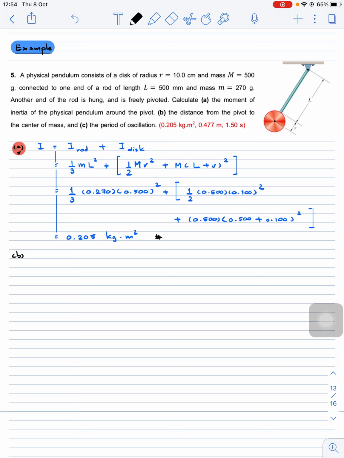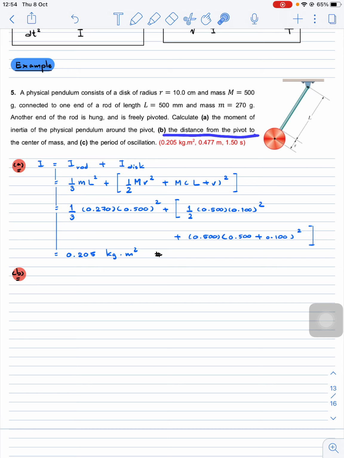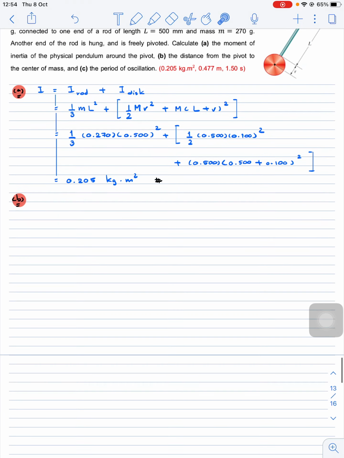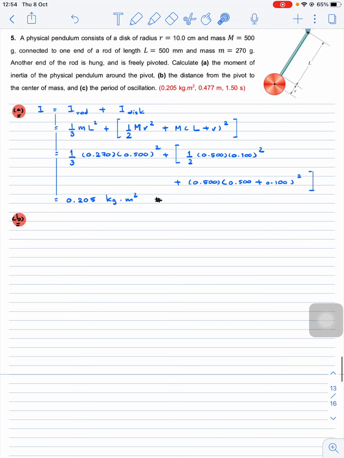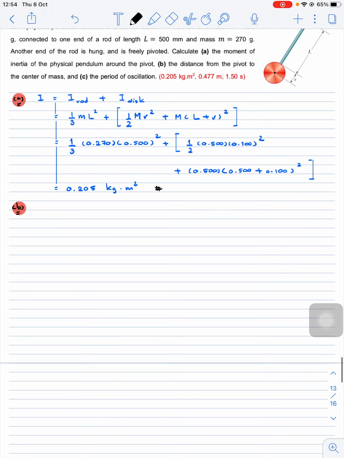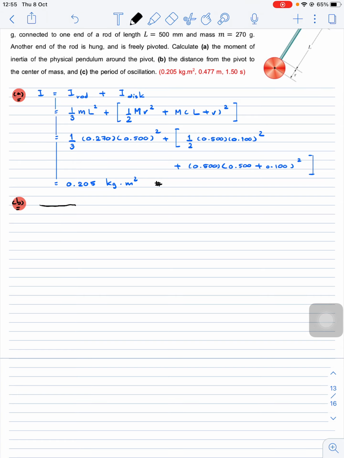Now for part B, we need to find the distance from the pivot to the center of mass. So now we just want to find the distance from the pivot to the center of mass. Actually, let's say that we just want to find the position of the center of mass, right? Actually, this picture looks quite difficult to see. Let me just draw another one again.